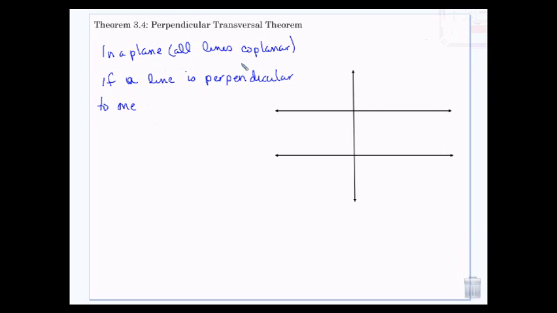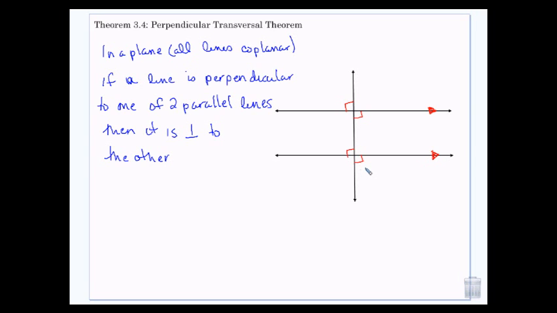Okay, so we're in a plane. All the lines are coplanar. So if a line is perpendicular to one of two parallel lines, then it is perpendicular to the other. Okay, and it kind of makes sense because if you think about it, we're parallel. Sorry, I didn't mark those. Those are parallel. And if this is 90, then that makes this 90. And this is 90, and that is 90. So they're all 90. So everything's perpendicular.